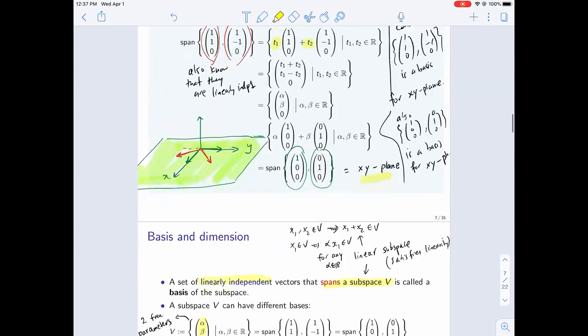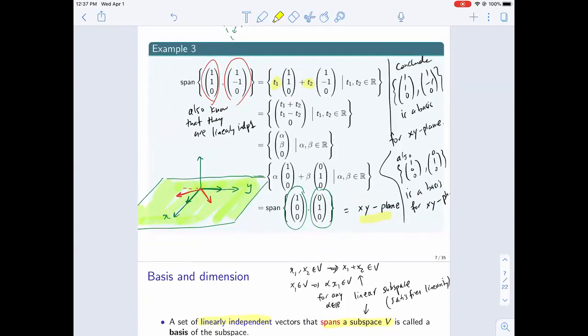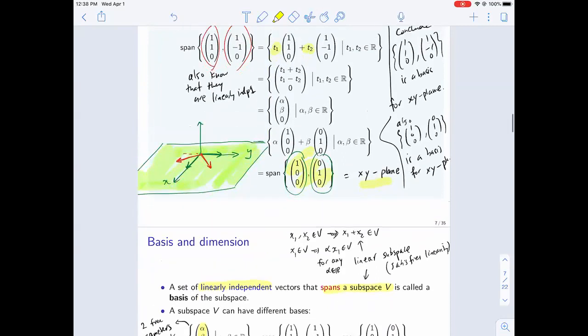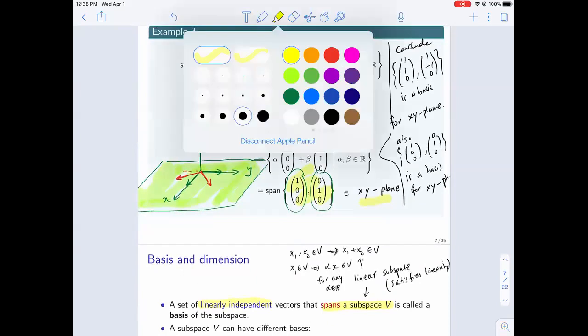We have a basis for a subspace if the set of vectors spans that subspace and is also linearly independent. We saw, for example, that this set of two vectors spans the xy plane, and they're also linearly independent, so they form a basis for the xy plane. And this other set of vectors also forms a basis for the xy plane because they're linearly independent and they span the same subspace. The set of linear combinations is the xy plane.